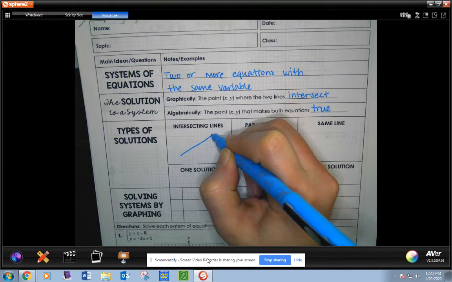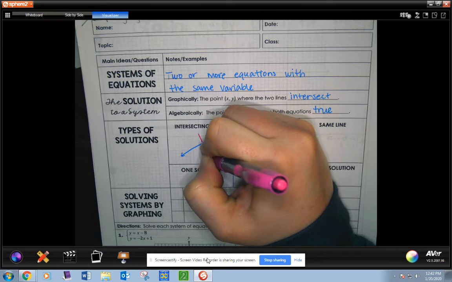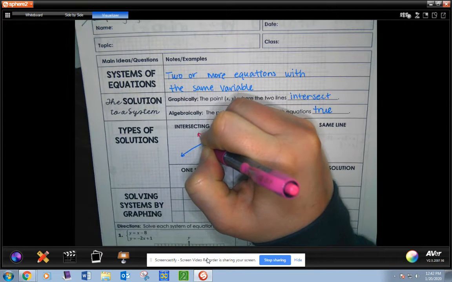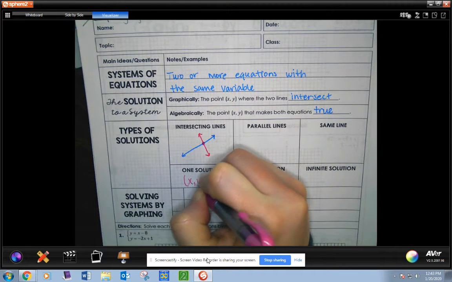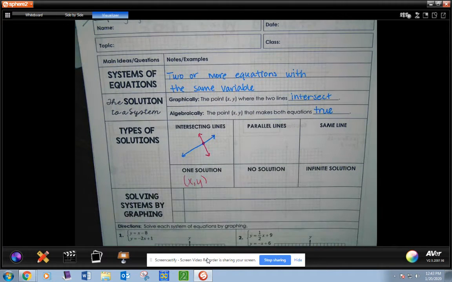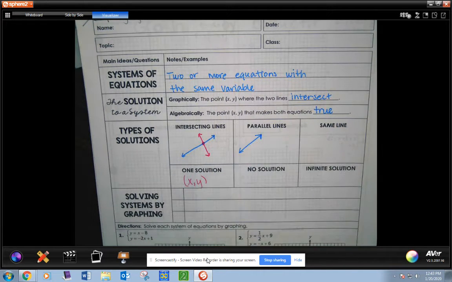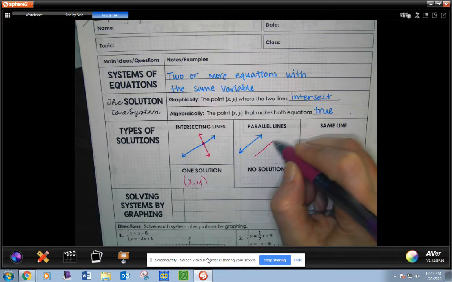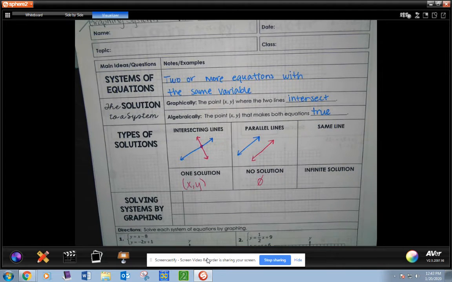You can have two lines, and they can just cross anywhere at any angle, and the point they touch would be the solution. So your solution would be written as an ordered pair, x comma y. You could have parallel lines, and in the last unit, we learned parallel lines have the same slope, so they never touch. So you use the no solution symbol, or you may write the words.